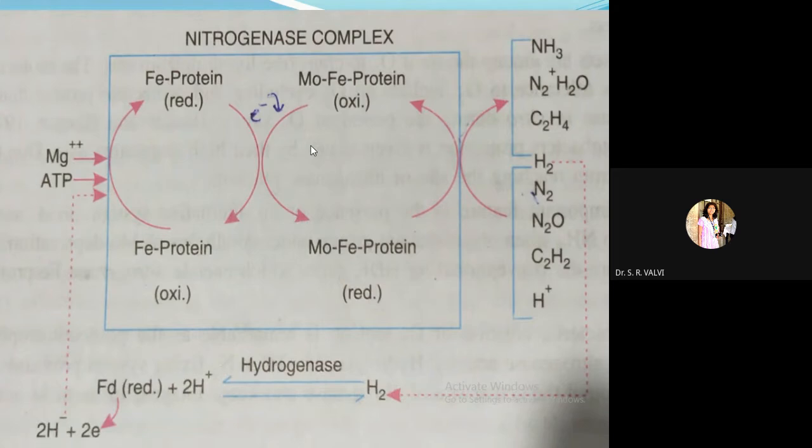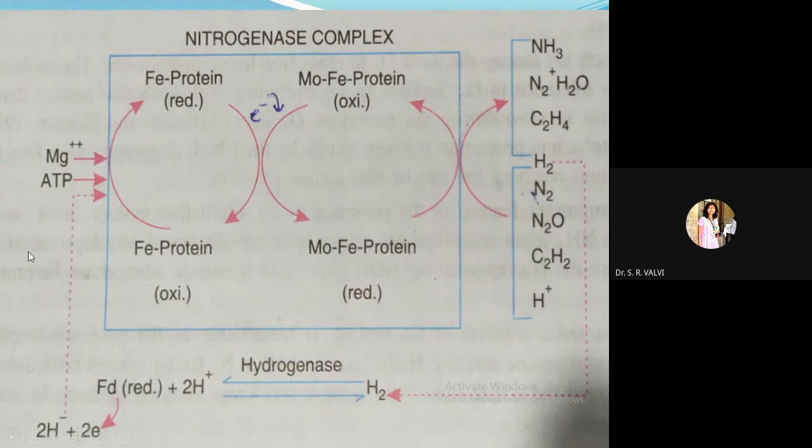So see here, I have given one image of the nitrogenase complex. The nitrogenase complex is nothing but the nitrogenase enzyme. Earlier I explained nitrogenase and hydrogenase. These two enzymes are very important during nitrogen fixation. In this particular image I'm going to explain how nitrogenase works and how it helps to fix atmospheric nitrogen. So let's begin.